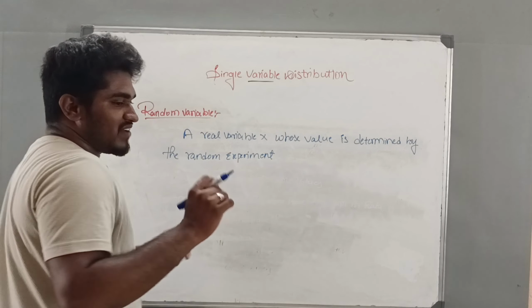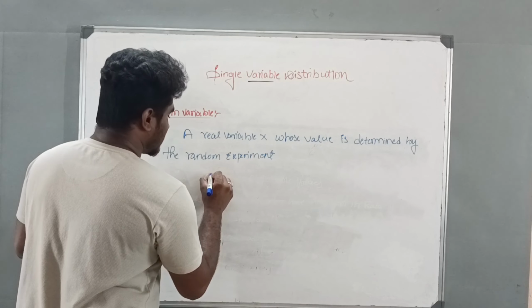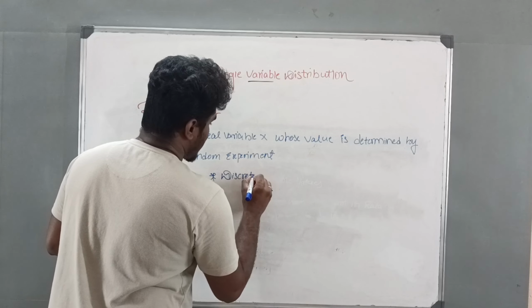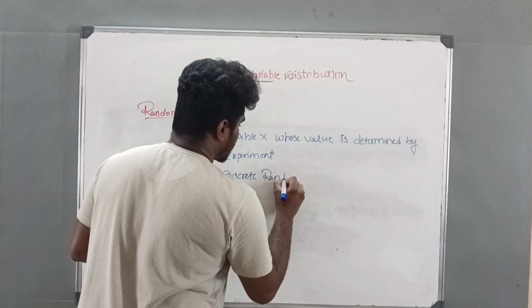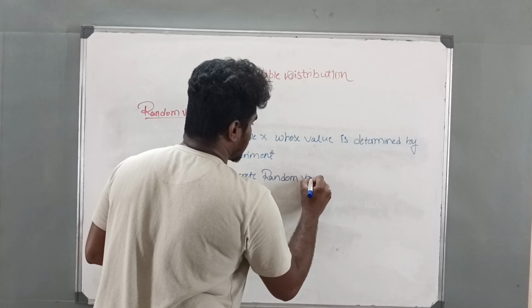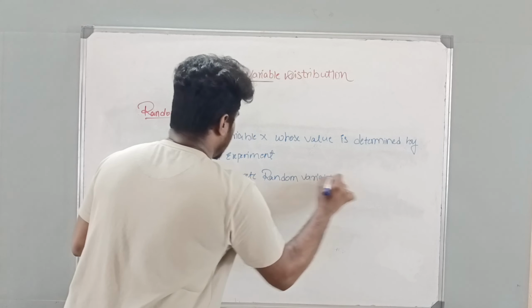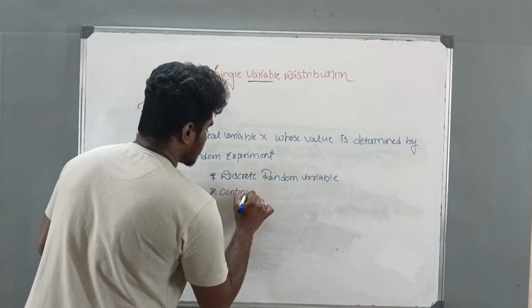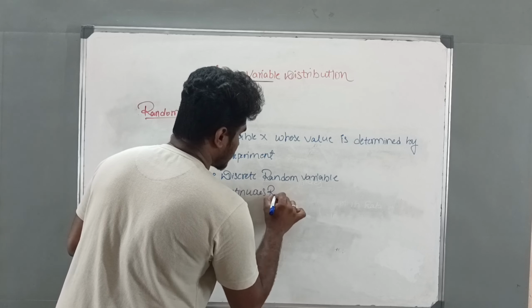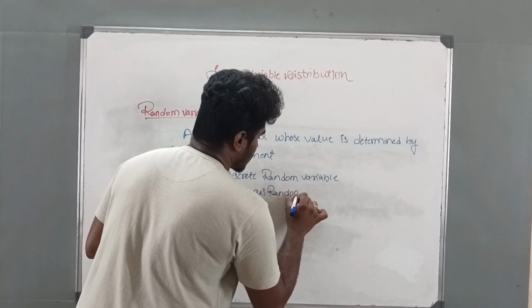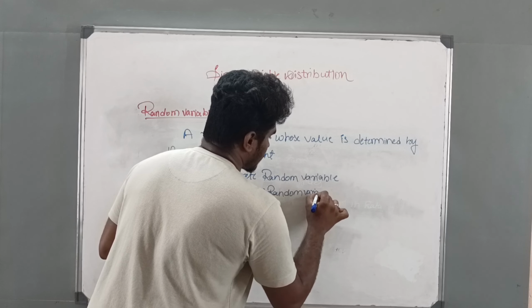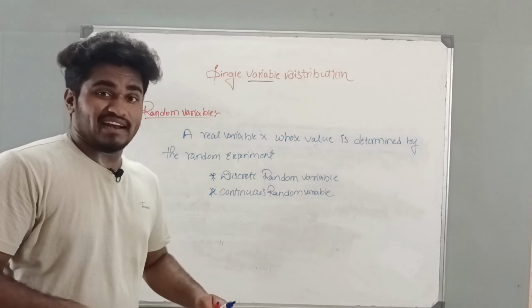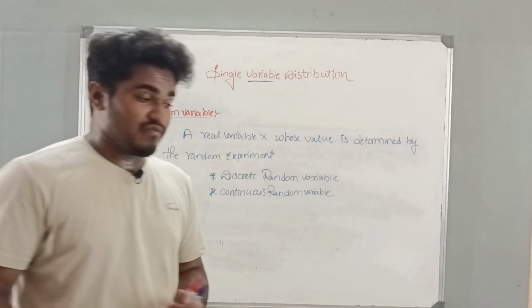So random variables are of two types, that is, the discrete random variable and the continuous random variable. Now we'll discuss what the discrete random variables are and what the continuous random variables are.